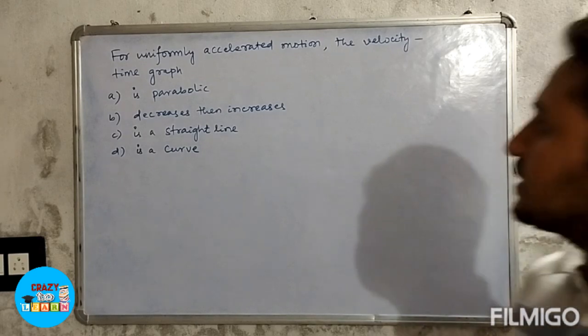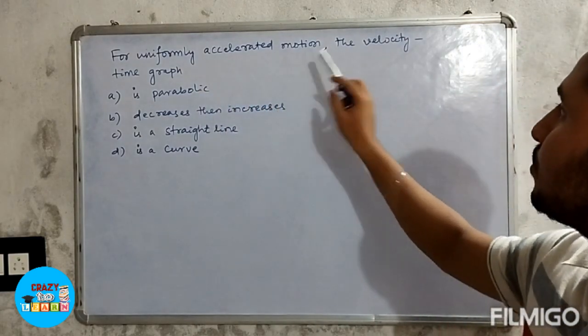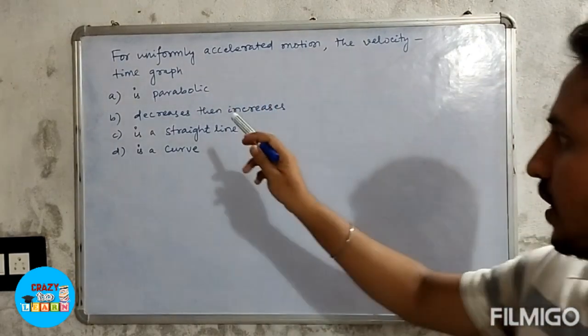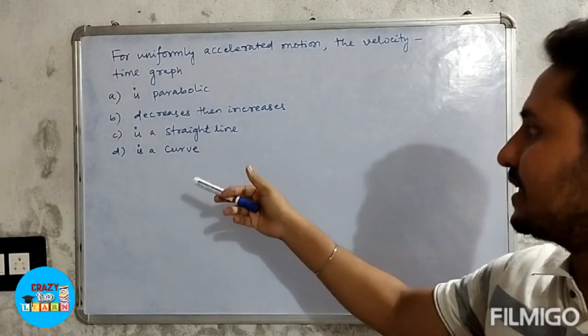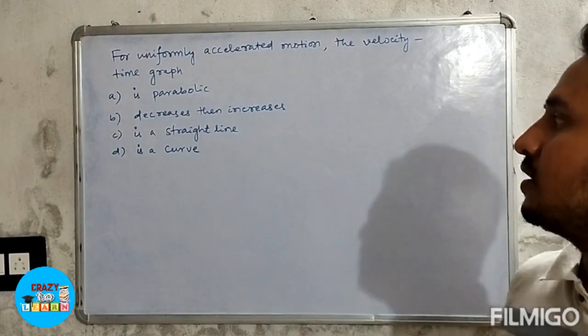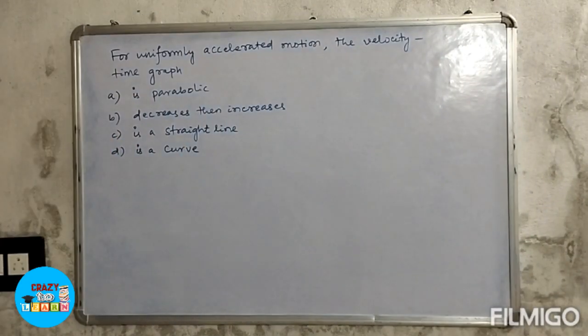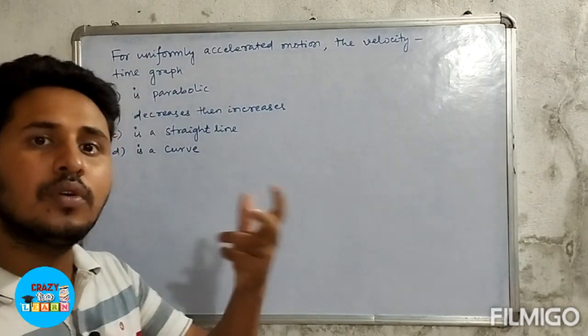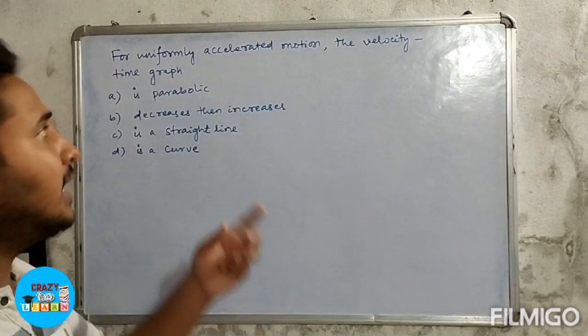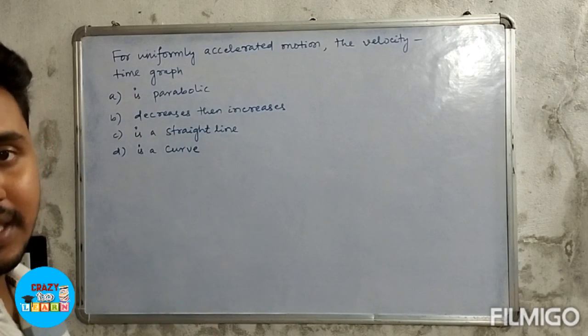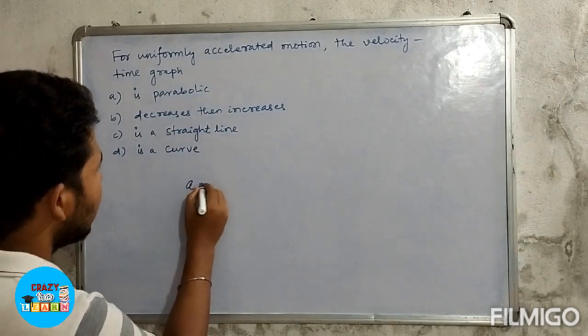Our next question is, for uniformly accelerated motion, is the velocity time graph parabolic, or does it decrease and then increase, or is it a straight line, or is it a curve? It's a very simple question related to the velocity time graph. We know what acceleration is: the rate of change of velocity. It is asked to you uniformly accelerated. That means the acceleration a is constant.